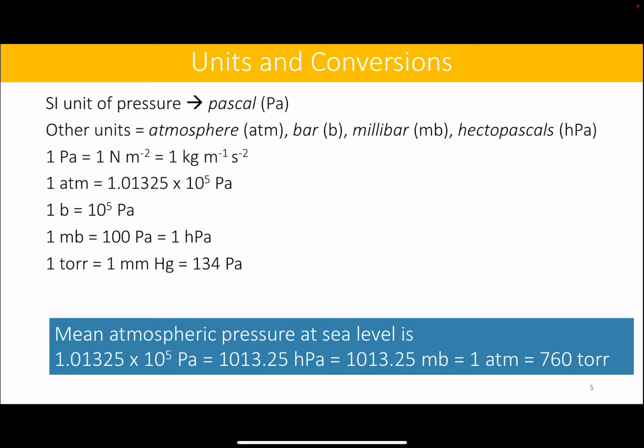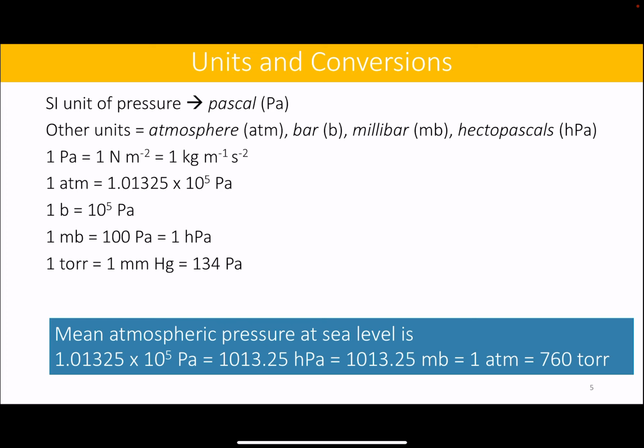The other useful unit conversion we have to think about is the units of pressure. So the SI unit of pressure is actually the Pascal, but there are a lot of units of pressure, and some are more useful than others. And you can see here I've given you the equations to go back and forth between units of atmospheres, bar, millibar, and hectopascals. So mean atmospheric pressure at sea level in pascals, which is the SI unit, is 1.01325 times 10 to the 5 pascals.